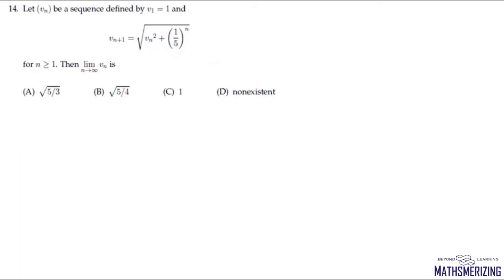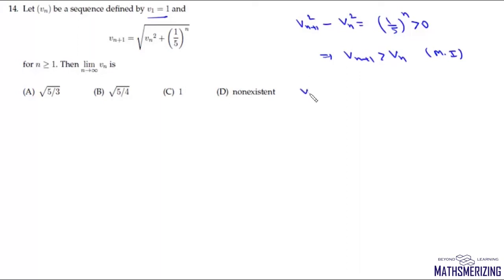Now here the question is: let Vn be a sequence defined by V1 equals 1 and V(n plus 1) equals the square root of (Vn square plus 1 by 5 to the power n). Then we need to find the limit as n tends to infinity of Vn. Now we can write this expression as V(n plus 1) square minus Vn square equals 1 by 5 to the power n, which is greater than 0. From here we can write V(n plus 1) is greater than Vn, that is, this sequence is a monotonic increasing sequence.